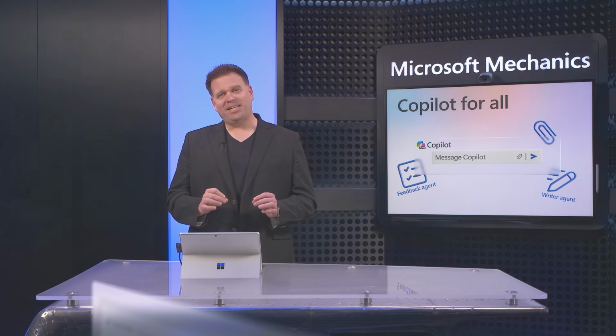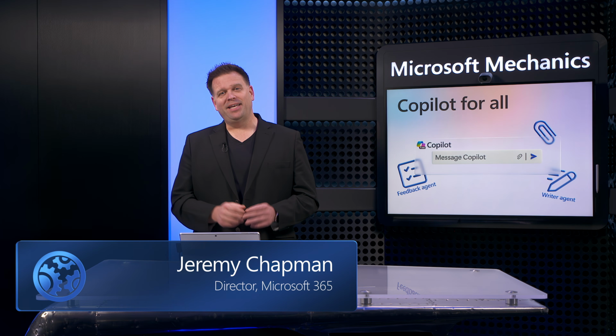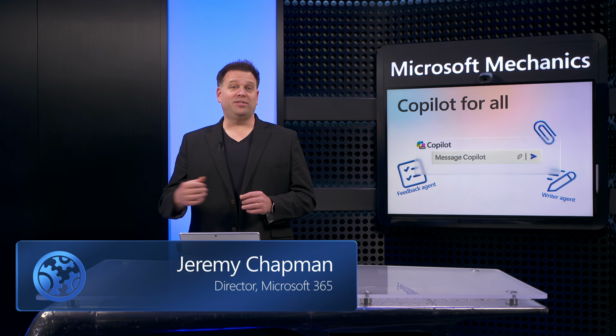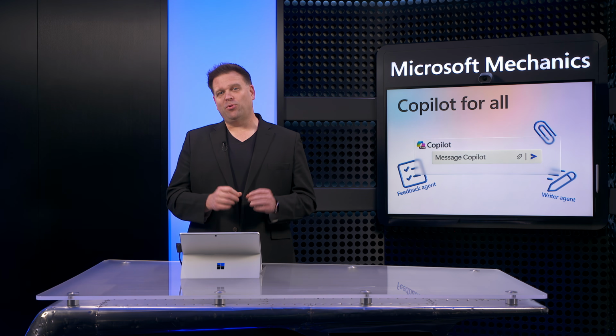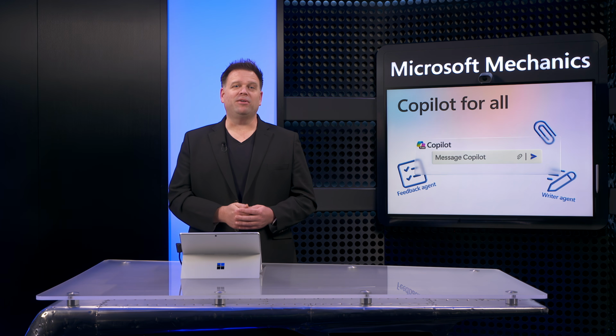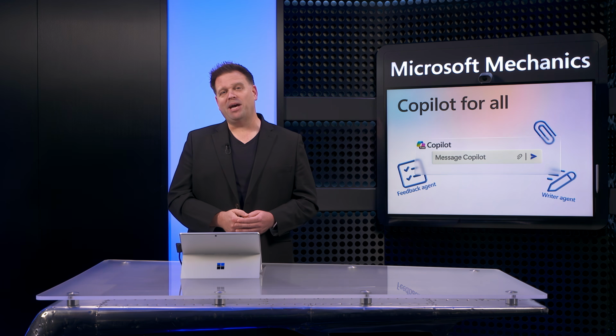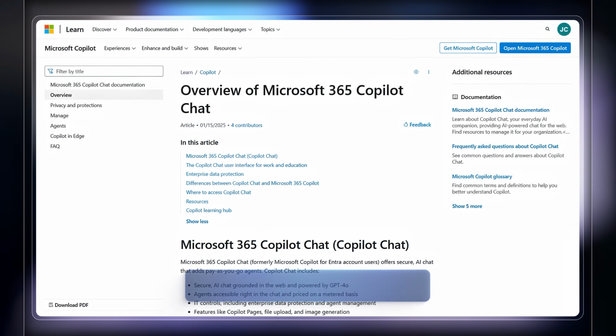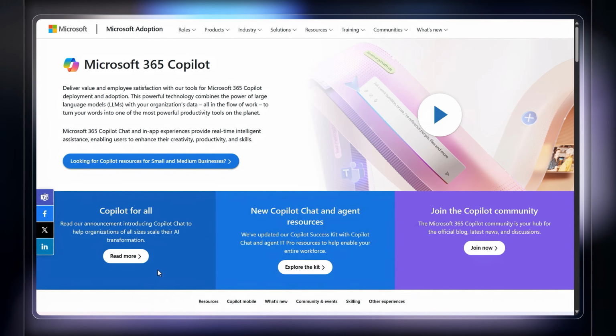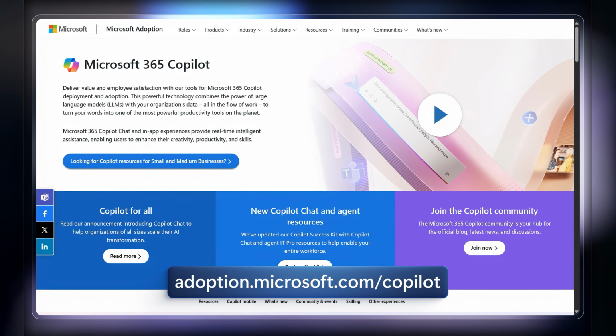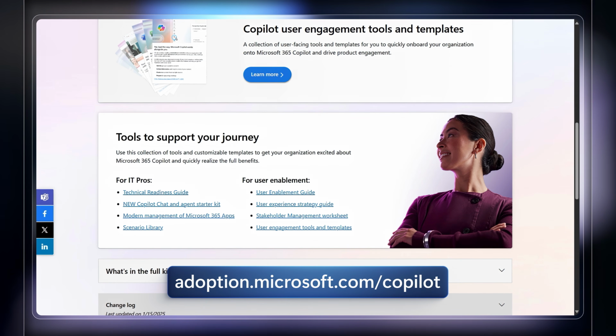So those are the basic steps to get Copilot Chat up and running, making it easy to find and start using services. And there's even more that you can customize and configure in the Microsoft 365 and Power Platform Admin Centers. To learn more, check out aka.ms/Copilot Chat docs and go to adoption.microsoft.com/Copilot for detailed Copilot enablement guidance.